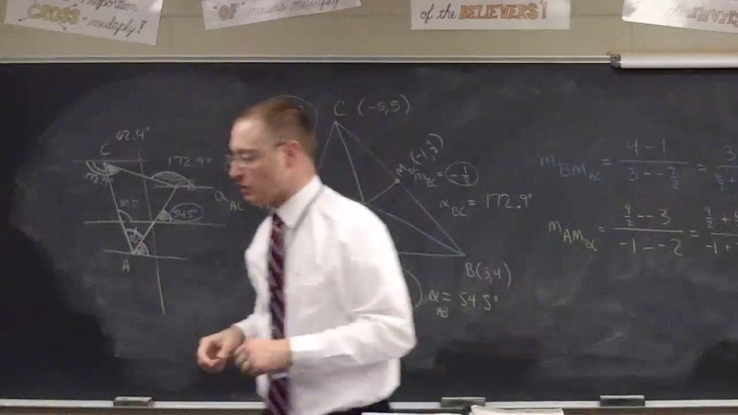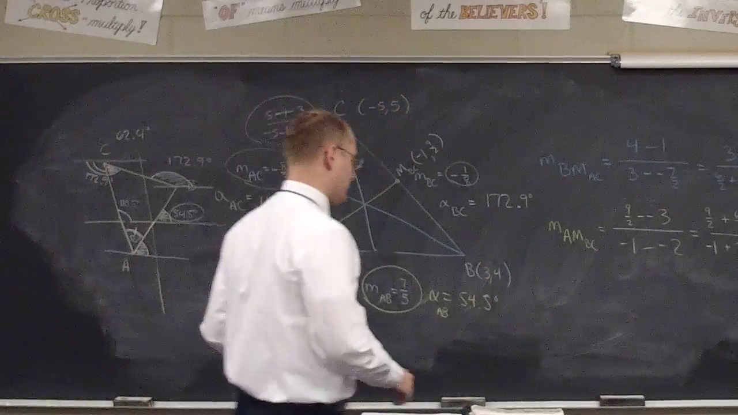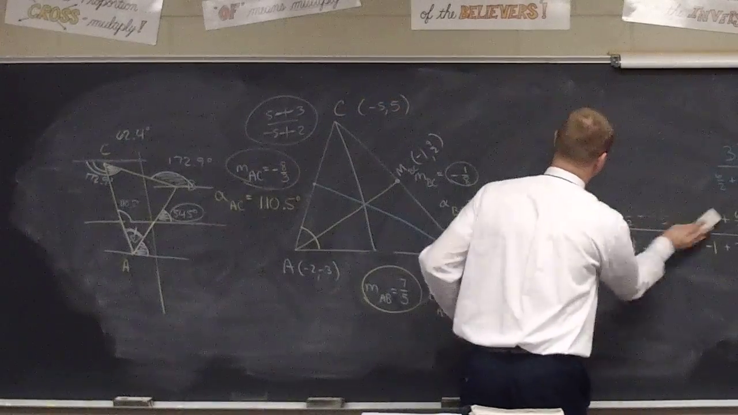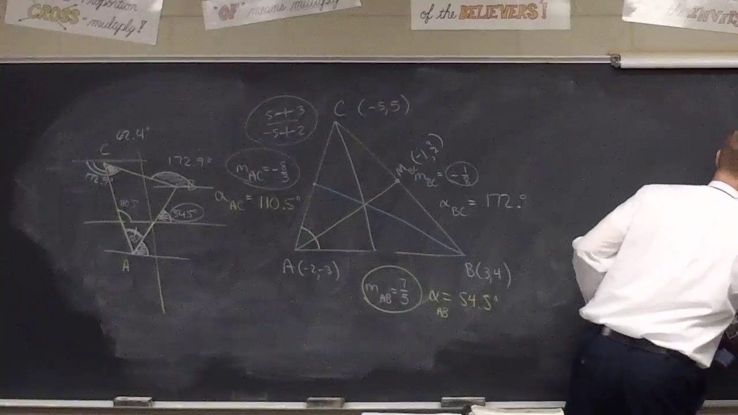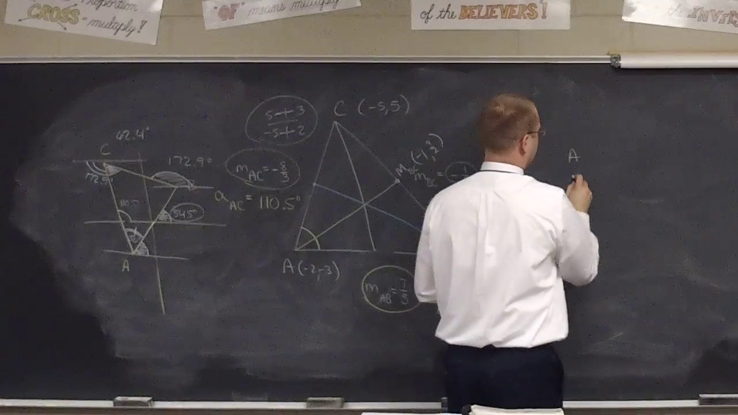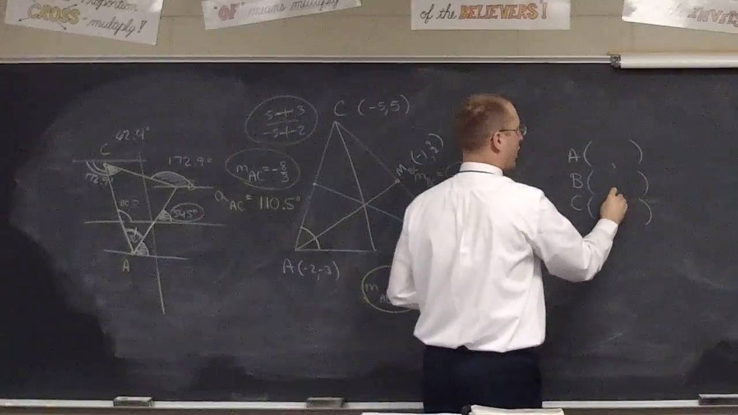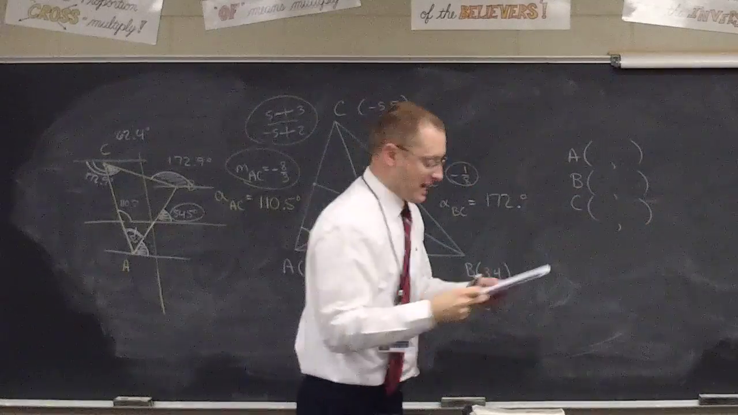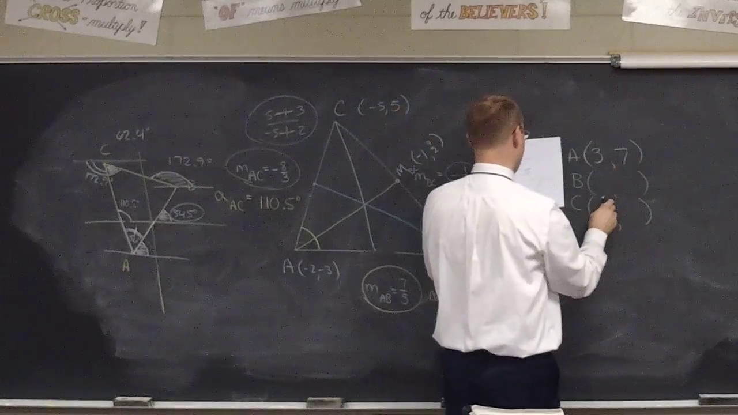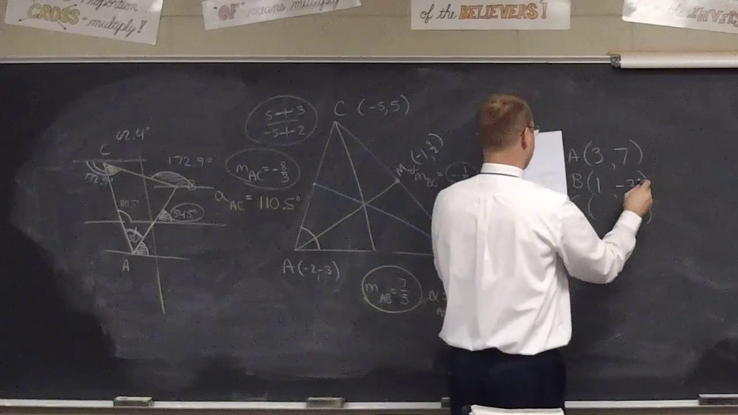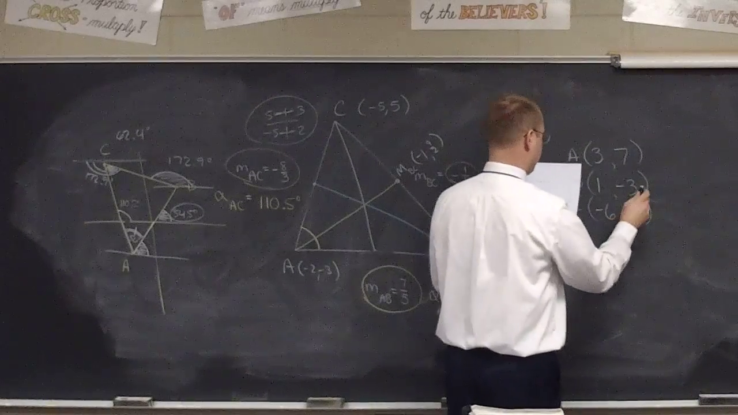For homework, I want you to give yourself 3 points, A, B, and C. I'm going to go and write them on the chalkboard for you. Make it a little easier to copy down. 3 points, A, B, and C. And these are the 3 vertices of a triangle on the Cartesian plane. A has the coordinates 3, 7. B has the coordinates 1, negative 3. And C has the coordinates negative 6, 5.